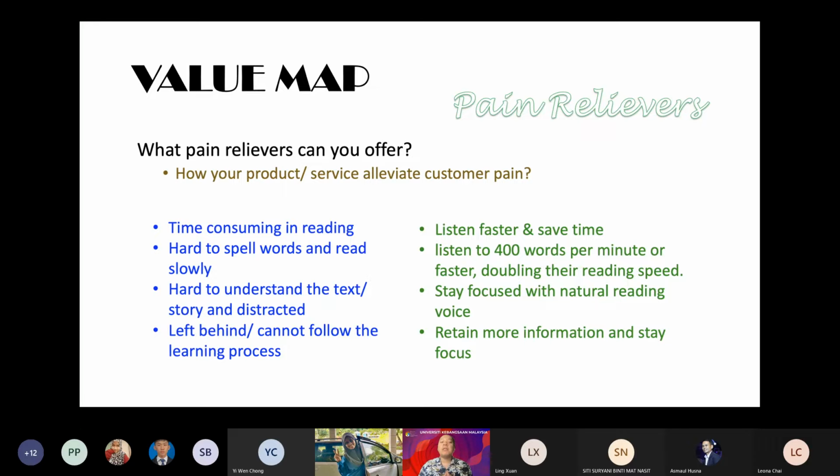Okay, and then another difficulty that the customer has: hard to spell words and read slowly. But we specify they can listen at 400 words per minute or faster, or double their reading speed. And then, hard to understand the text or story and get distracted, but with this they can stay focused with a natural reading voice. And of course for those who are left behind and cannot follow the learning process, they can retain more information and stay focused.